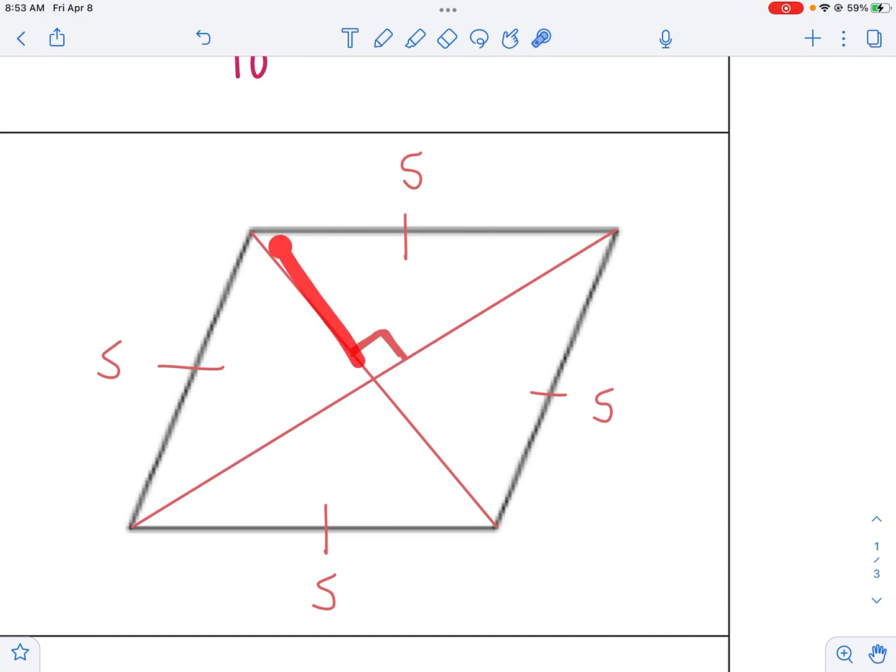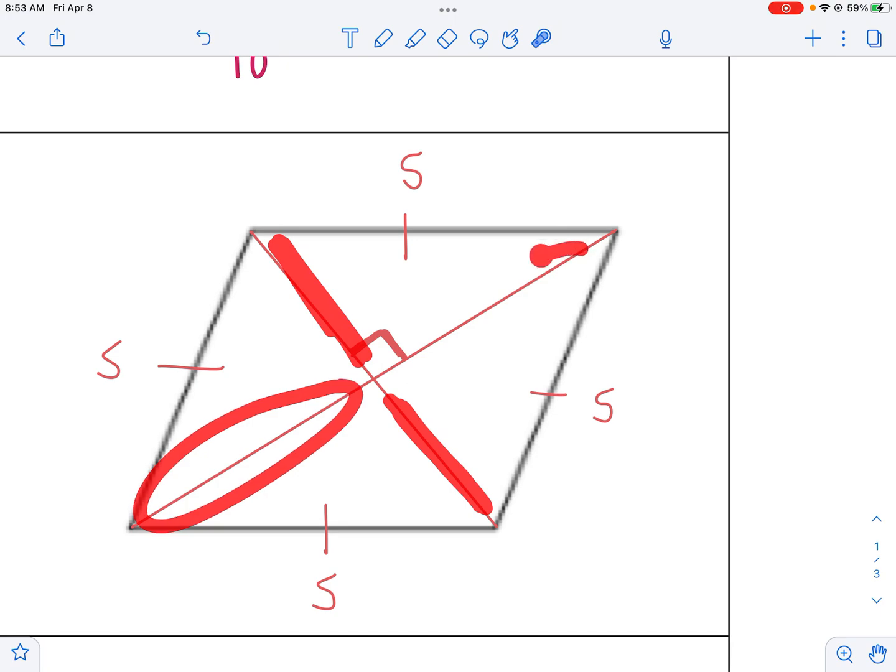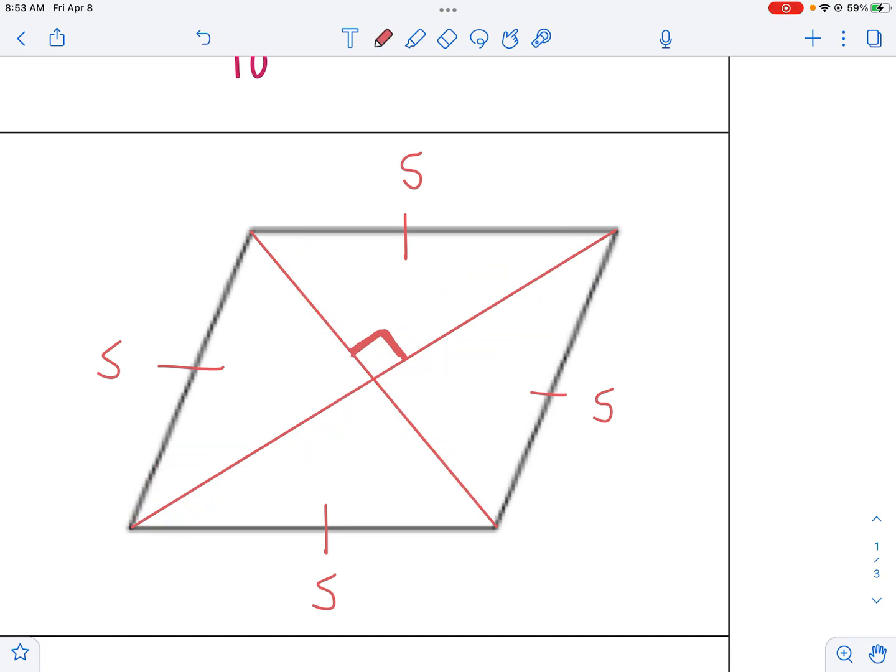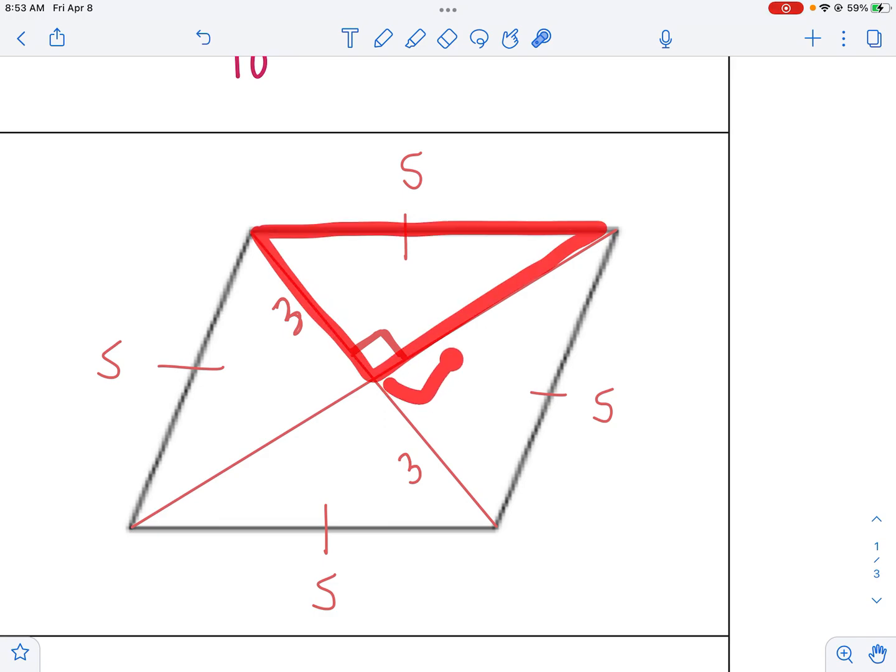So just like a parallelogram, this diagonal will cut the other diagonal in half. So that piece should be the same as that piece, and then that piece will be the same as that piece. If I said that this part right here is 3, well, then I know that this piece over here is 3 because the diagonals cut each other in half. And then because this is a right triangle, I can figure out this missing side right here. If I know two sides, I can do Pythagorean Theorem.